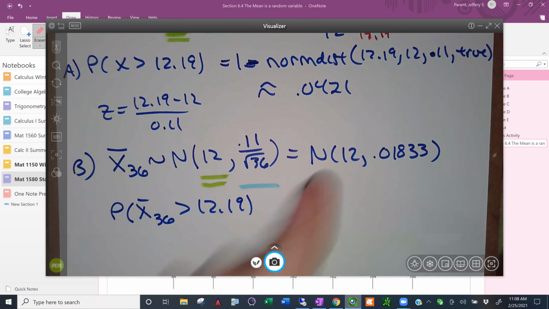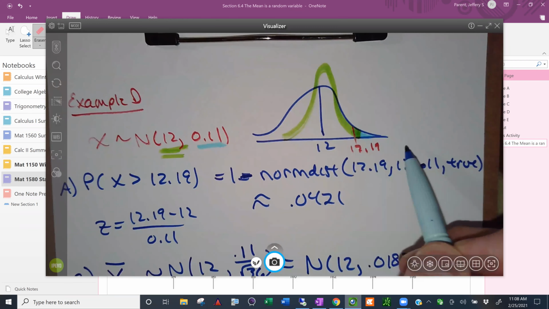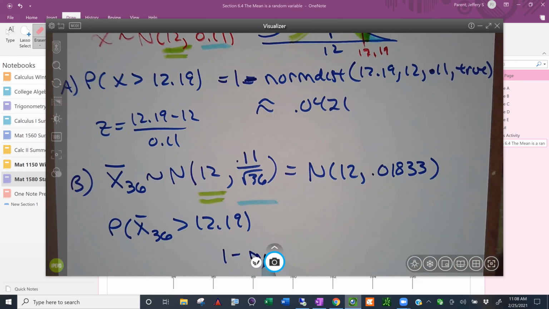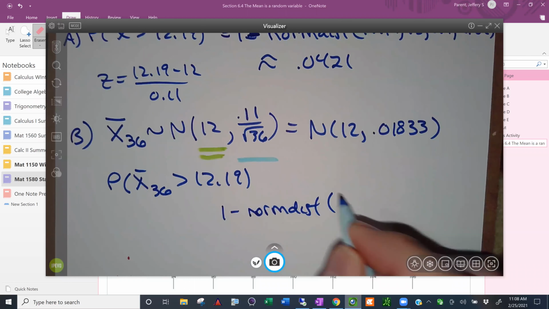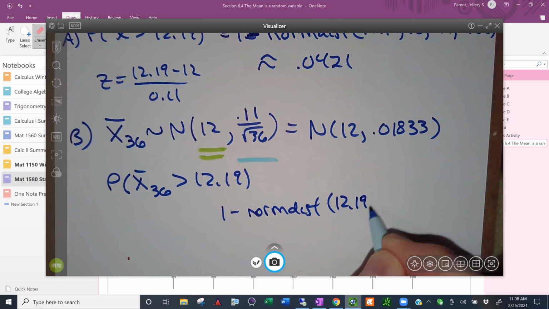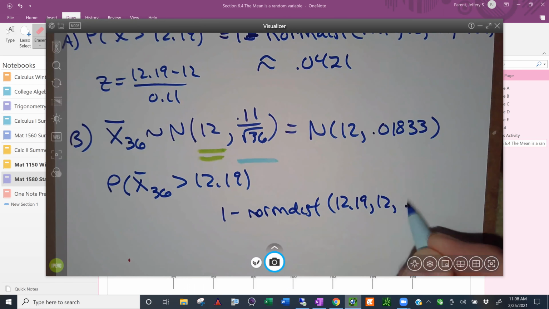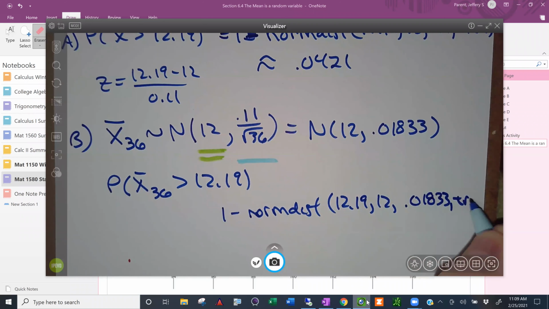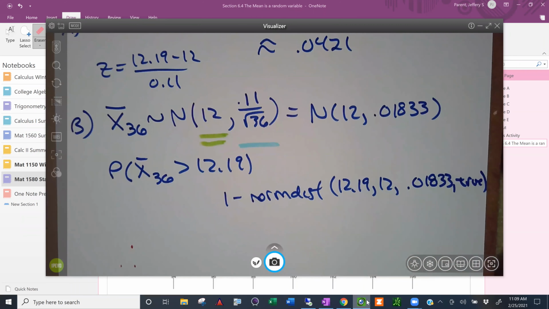From here, it's the same problem as it was just a minute ago. I still want to find the area in the right tail. It's going to be 1 minus norm distribution of 12.19, comma 12, comma 0.01833, and then true. So that should be it. Let's check it out.